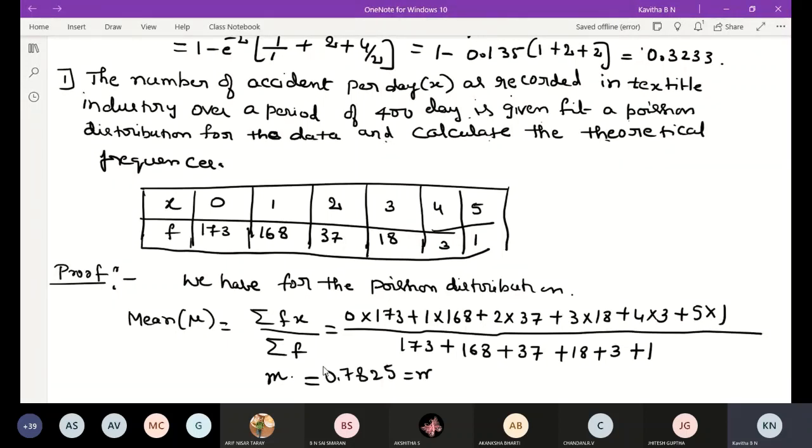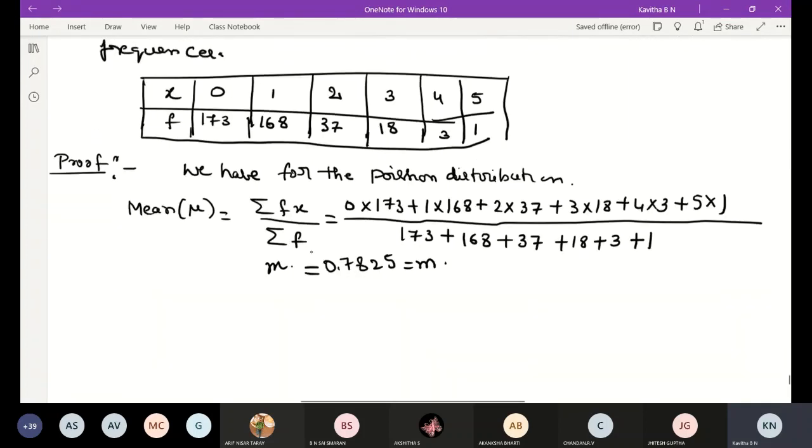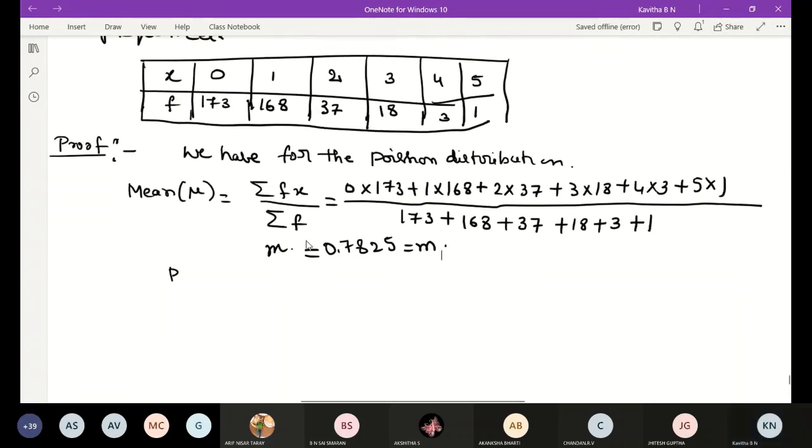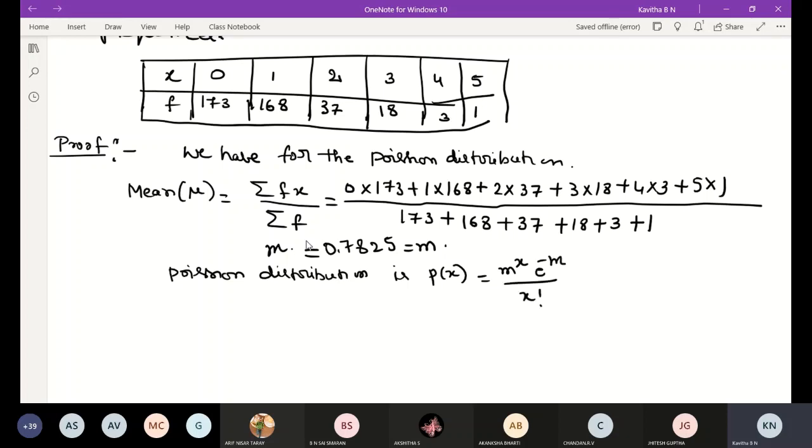0.7825 is nothing but m. Then write the formula, the Poisson distribution formula. Poisson distribution is P of x is equal to m to the power of x, e to the power of minus m, divided by x factorial. Okay. Then here, the 400 base. Observe here, f of x is equal to 400 P of x.